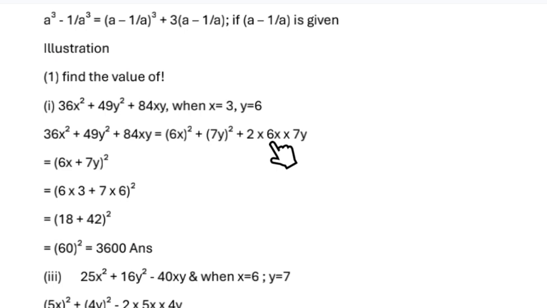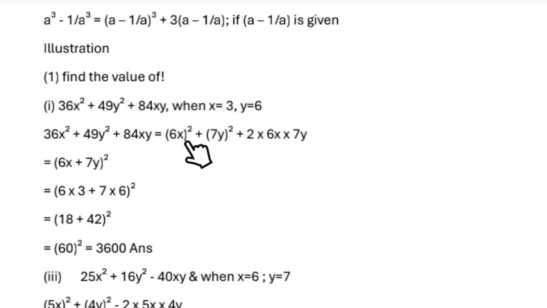into 6 into 7. 7 sixes are 42, 42 into 2 is equal to 84, so 84 is split into 2 into 6 into 7, so 84xy plus 2 into 6x into 7y.